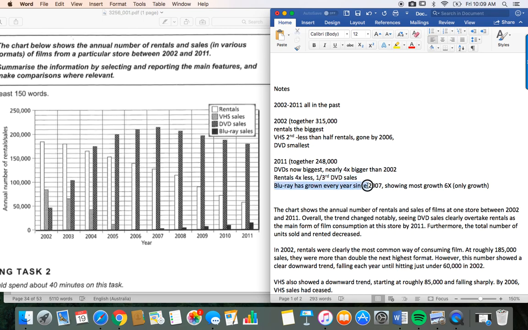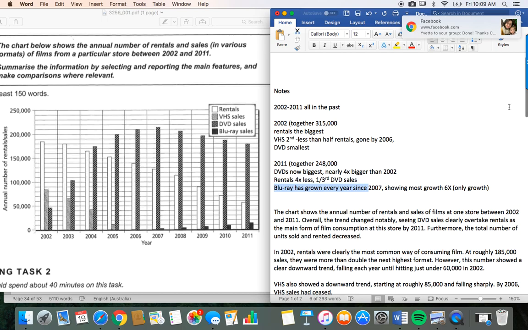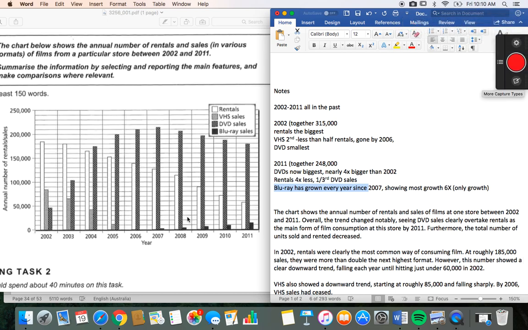Finally, Blu-ray sales have grown every year since 2007. Now, this is an important point that everybody overlooks in the IELTS test. Here, they are roughly 2,000. They've grown up here to about 12,000. That's roughly 6 times the growth. So that's really important to pay attention to.